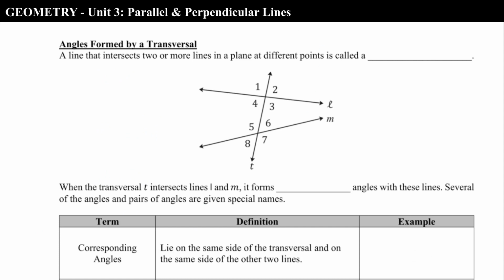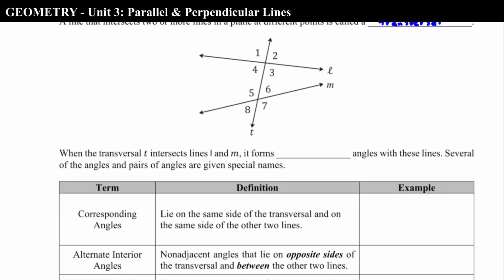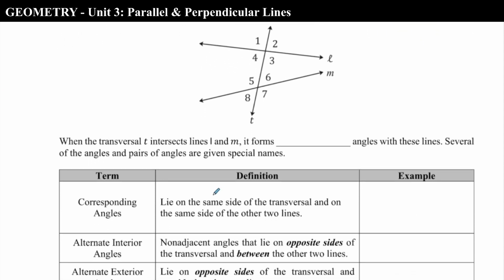All right, now let's talk about angles that are formed by a transversal. A line that intersects two or more lines in a plane at different points is called a transversal. And we're going to use this figure as our reference as we talk about the different types. When a transversal T intersects lines L and M, it forms 8 angles. And you can see those labeled in that diagram. Several of the angles in the pairs of angles are given special names.